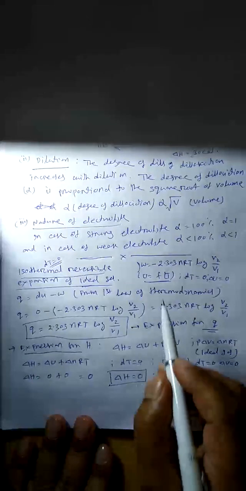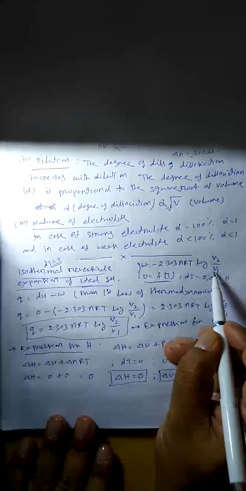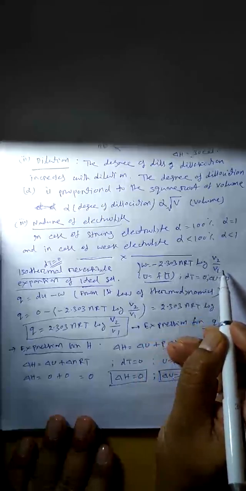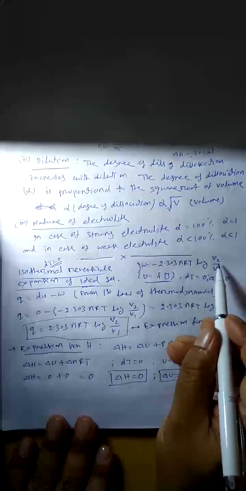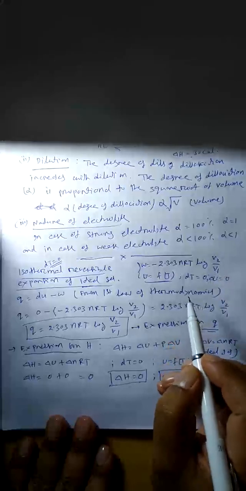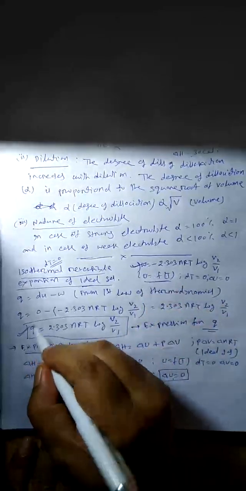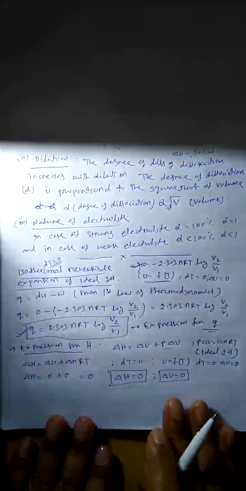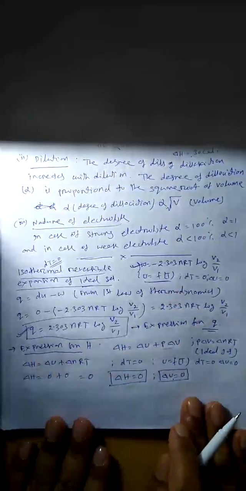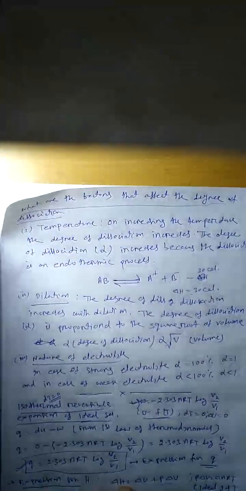And work done, we already derived: minus 2.303 nRT log V2 by V1. Since P1V1 is equal to P2V2, V2 by V1 is equal to P1 by P2, so instead of this you can write P1 by P2 also if the pressure is given to you. So W is equal to this much, and Q is equal to this much. This is the isothermal reversible expansion of ideal gas. Now we have to derive the isothermal irreversible. Already we did reversible; now we have to derive irreversible.